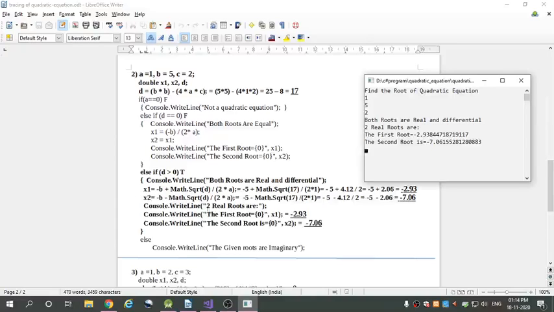x2. After that it prints "two real roots are", you see here on the console, two real roots are. The first root, x1, the x1 value is minus 2.93, so it prints on the console. After that the second root is x2, minus 7.06, which prints on the console.